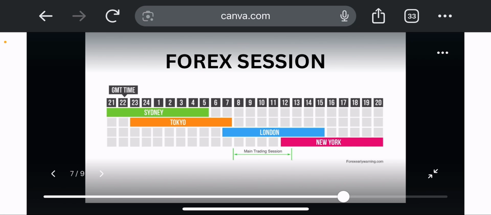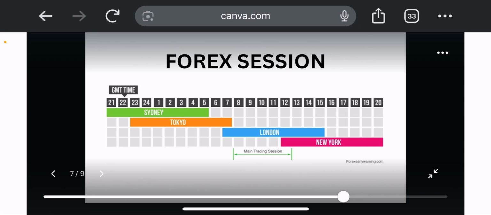So the main trading time is between 7 o'clock, 8 o'clock till around 12 or 1 o'clock. That is when you should be trading. And the overlapping session is when the market moves the most. So that is the main trading session, from 8 o'clock to around 12 or 1 o'clock, but we can still trade within those times.